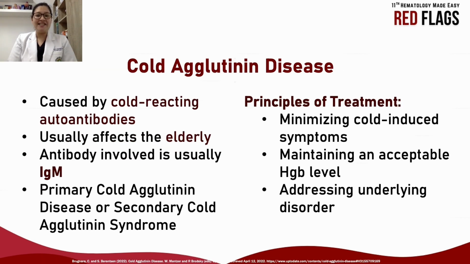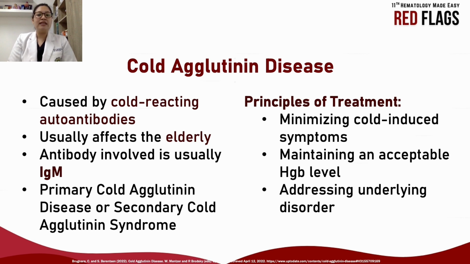Cold agglutinin disease is a form of autoimmune hemolytic anemia caused by cold-reacting autoantibodies. It usually affects the elderly. Hemolysis is more prominent the more the body is exposed to the cold. The antibody involved is usually IgM. Cold agglutinins may be seen with the primary cold agglutinin disease or secondary cold agglutinin syndrome. Primary cold agglutinin disease is used to refer to cold agglutinins that cause RBC agglutination and extravascular hemolysis in the absence of an underlying disorder.